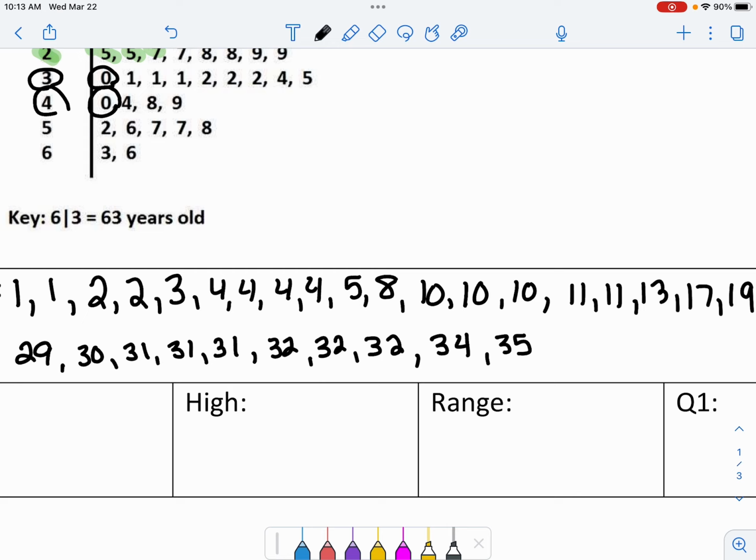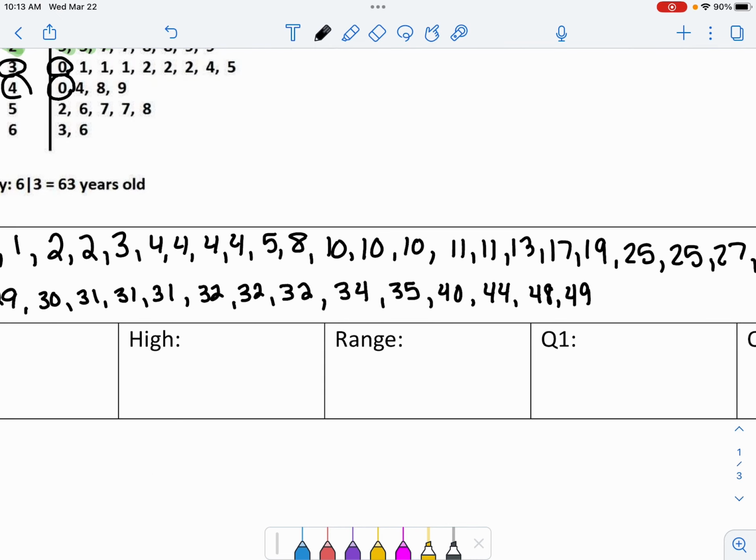So would that be 40? Yep. And then 44. And then 48. And then 47. 49. Good. I like how I picked probably the longest problem in the world.